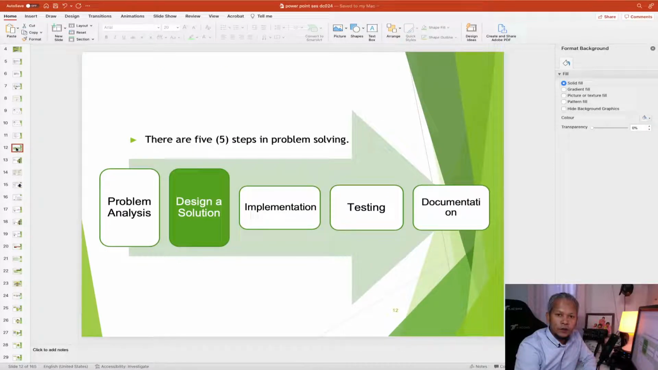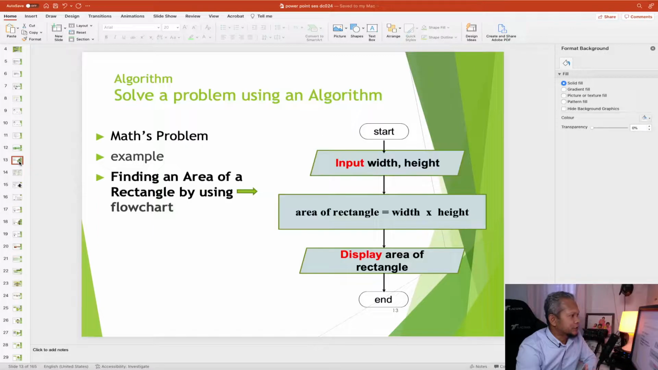First is problem analysis, where we need to identify what is the input, process, and then output. The second step in problem solving is design a solution. And then for the third step, implementation, testing, and then documentation, we will discuss later on. So today, I would like to introduce you to the design solution.